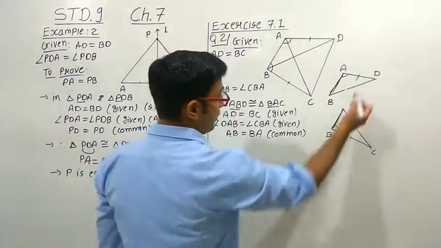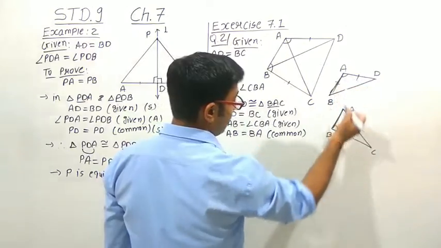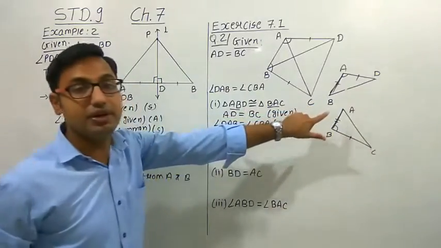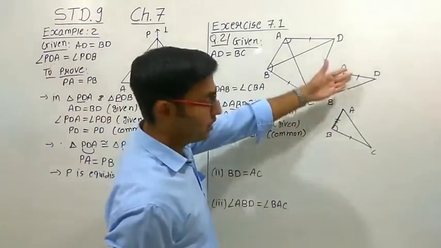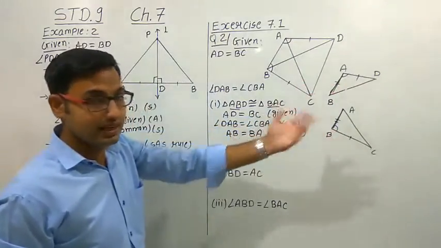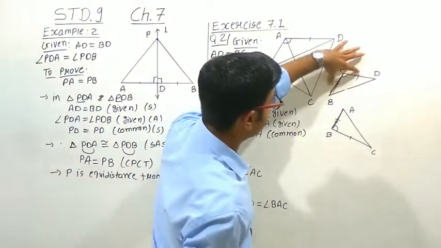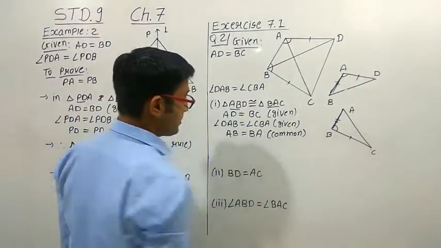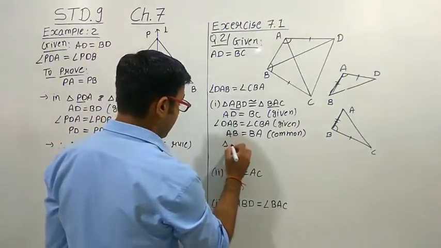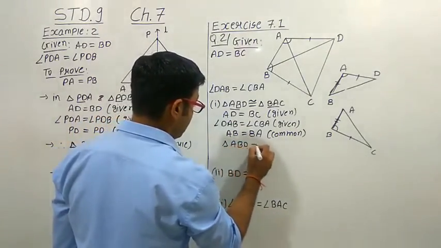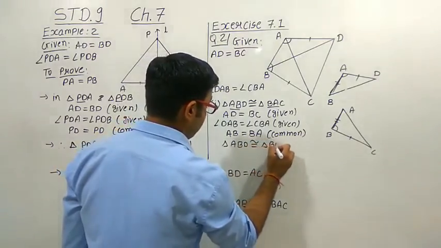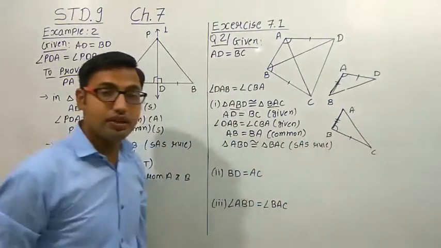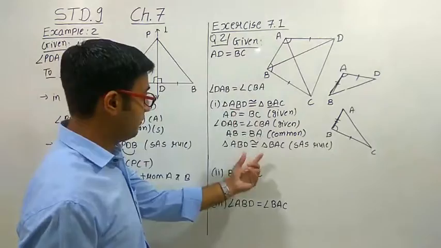So now we have three conditions. First is the side, second one is the angle, and third one is this side. See, this angle is included between the two sides. We can check in either triangle. Here also, this angle is included between these two sides. So here we get the three conditions: this is the side, this is the angle, and this is the side. So we can write down that triangle ABD is congruent to triangle BAC by side, angle, side. The first thing we had to prove, we have proved here.